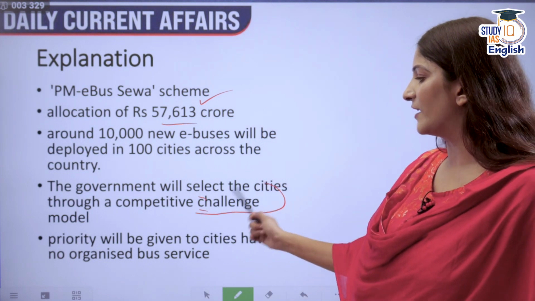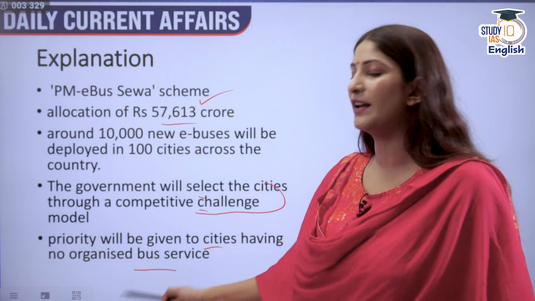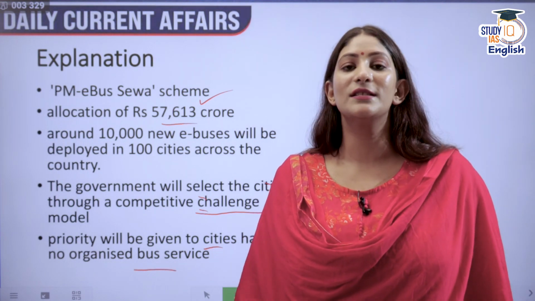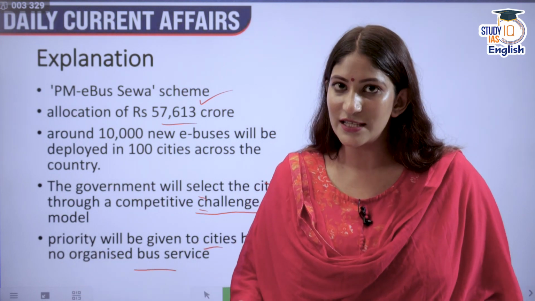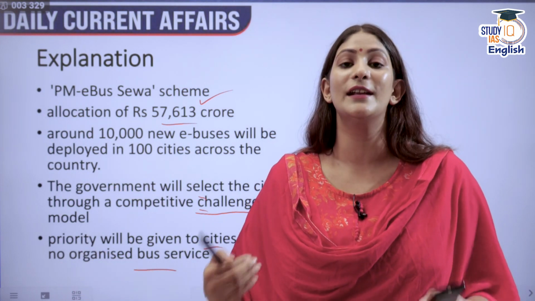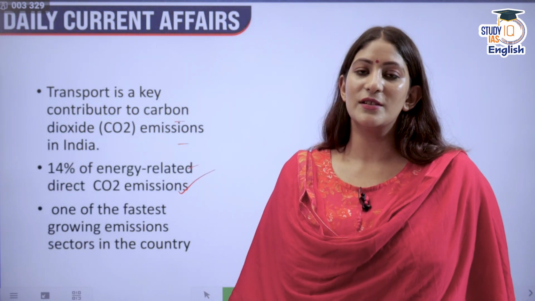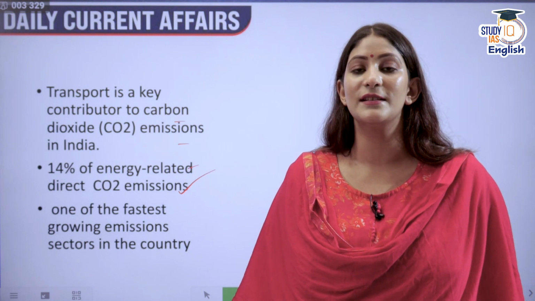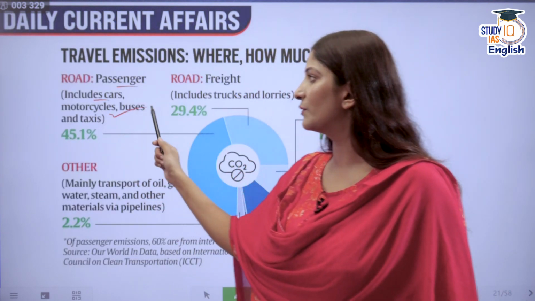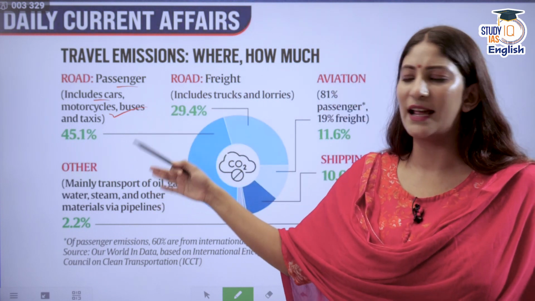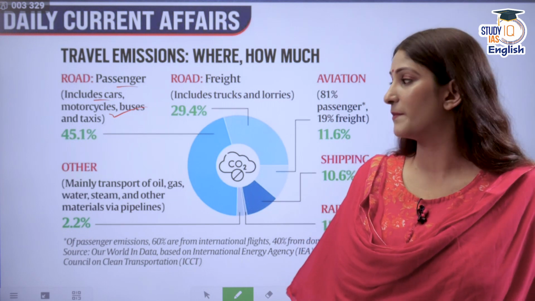a competitive challenge model, and the priorities will be given to those cities which do not have any organized bus service, because these are the basic cities which actually have disorganized bus service and hence they emit a lot of carbon. Also, transport is a key contributor to carbon emissions. Of that, 14% is contributed by the transport, specifically the passengers, which include cars, motorcycles, buses, taxis. This is for a whopping 45.1%.